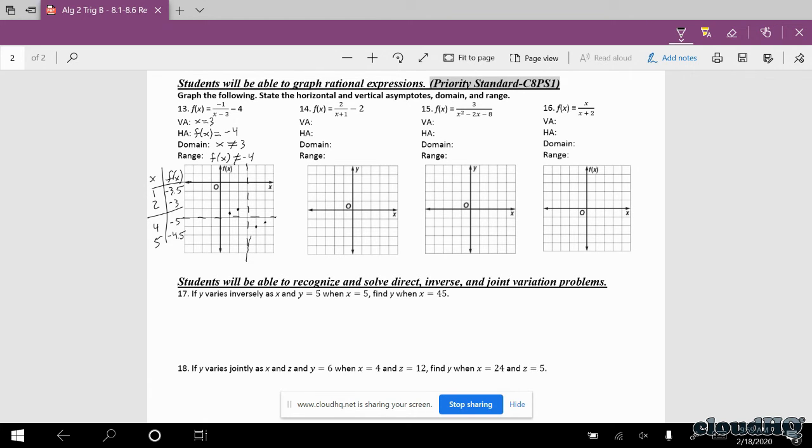All right, connect the dots and follow the asymptotes. Okay, number 14, x equals -1 for vertical. Horizontal, f of x equals -2. So domain x does not equal -1. Range f of x does not equal -2. All other real numbers are okay.